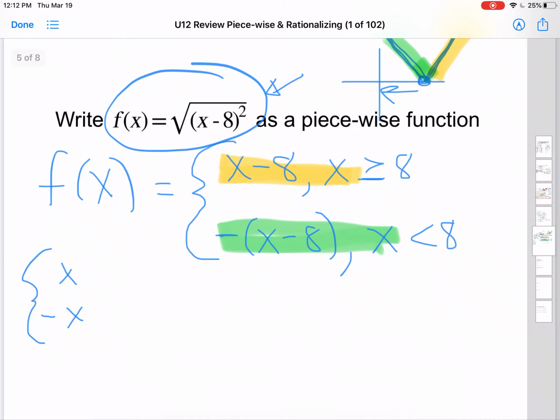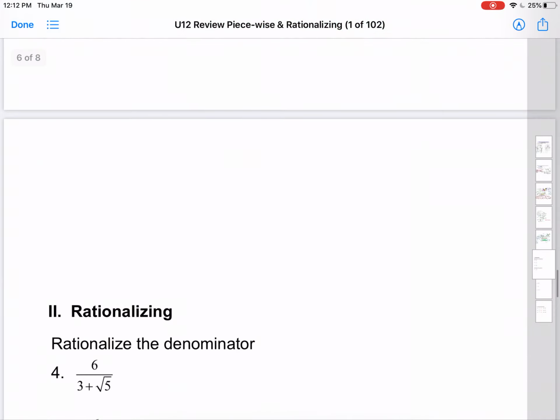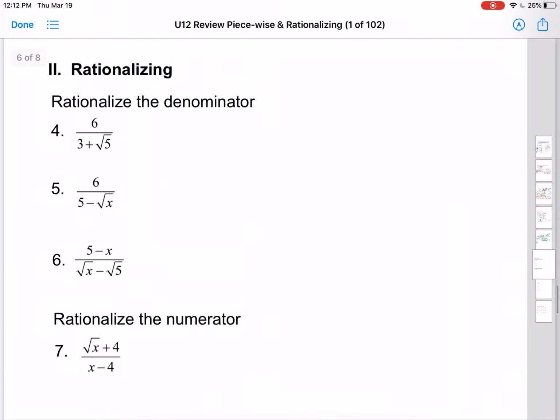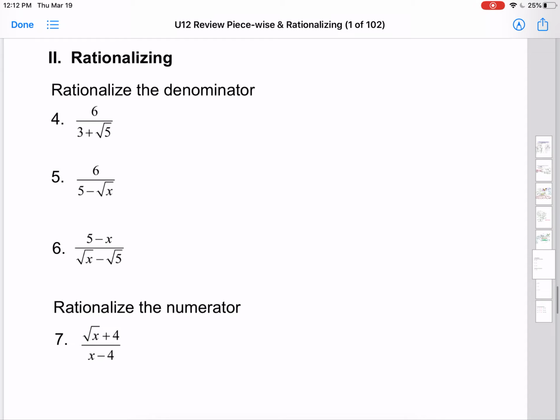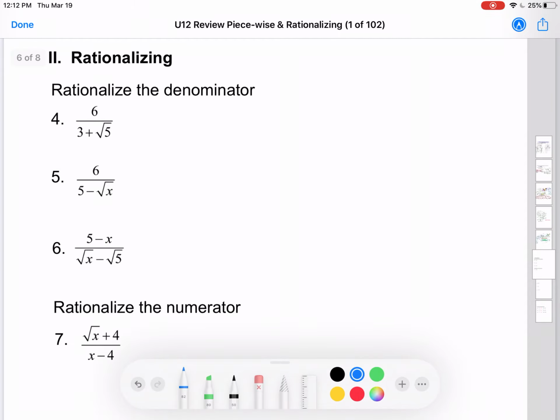Next part is just going to be reviewing rationalizing the denominator, which we're all great at from Algebra 2 and from this year as well. But let's just practice and make sure that we are indeed good at it. Let's make that a little smaller. Okay, so if we want to rationalize the denominator, remember I'm going to multiply by 3 minus rad 5 over 3 minus rad 5, which is the conjugate of the denominator.